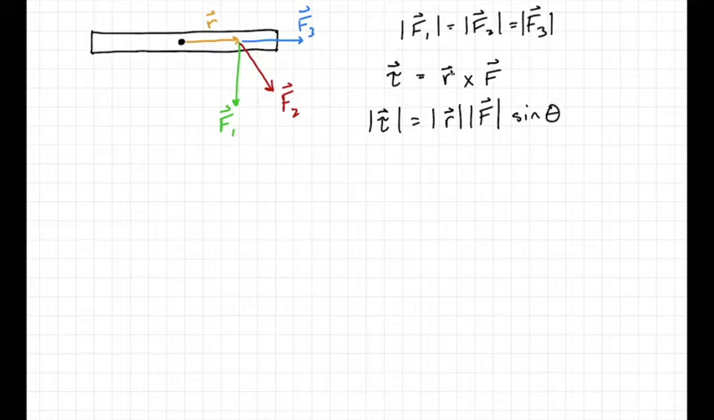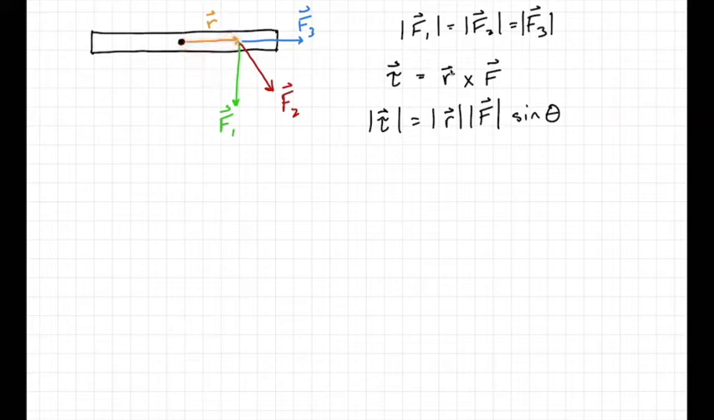So theta in this context represents the angle between the position vector and the force vector. In the case of F1, r points this way, F points this way, so the angle between them is 90 degrees. In the case of F2, r points this way, F2 points that way, so the angle between them would be something less than 90 degrees, maybe about 45 degrees in this case.